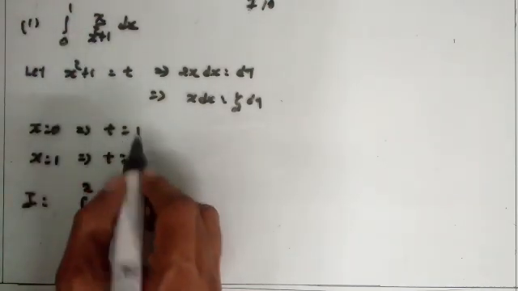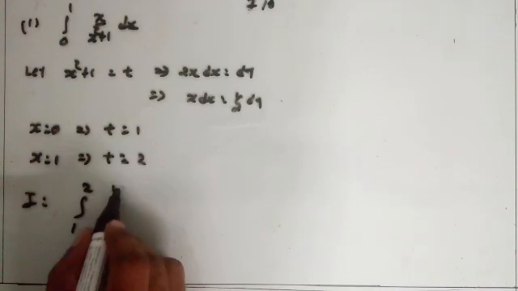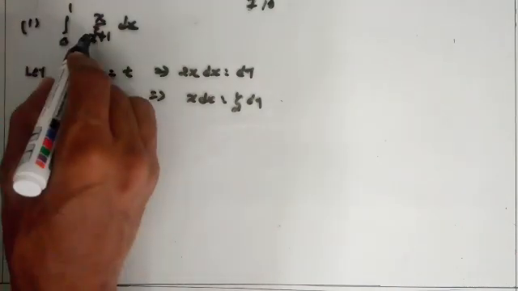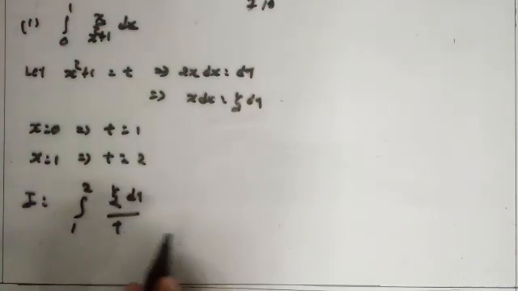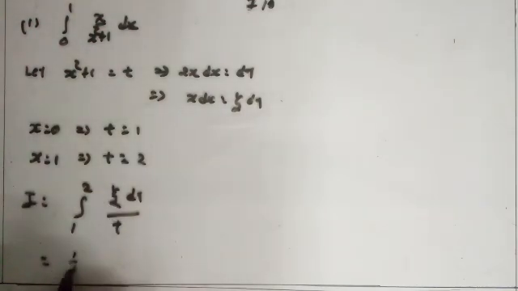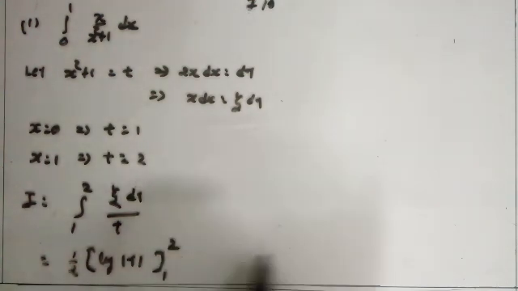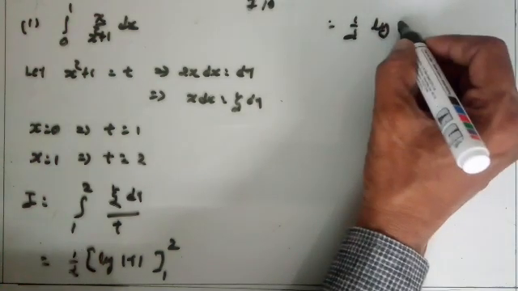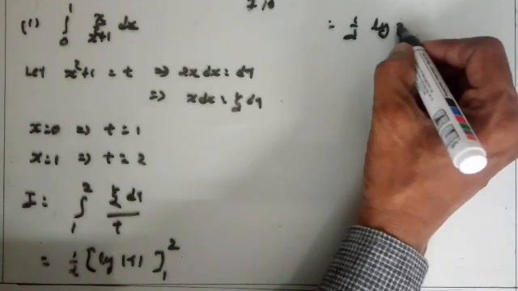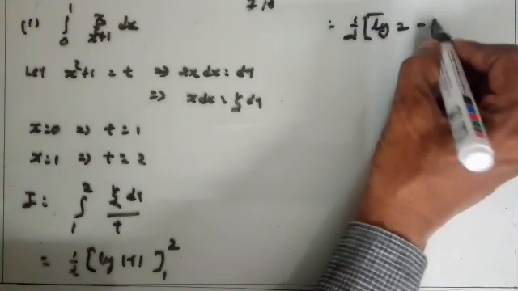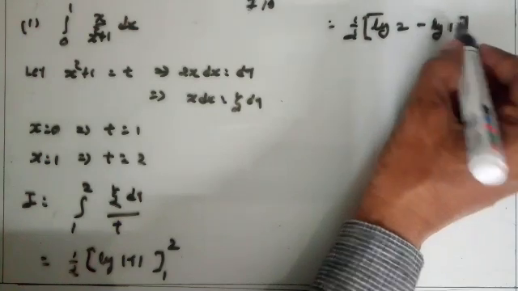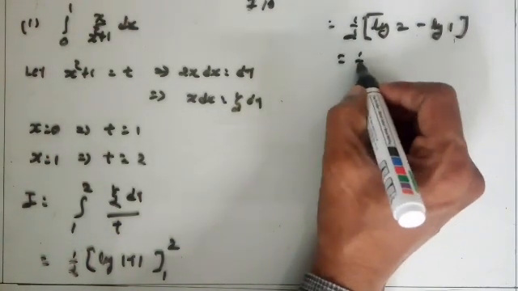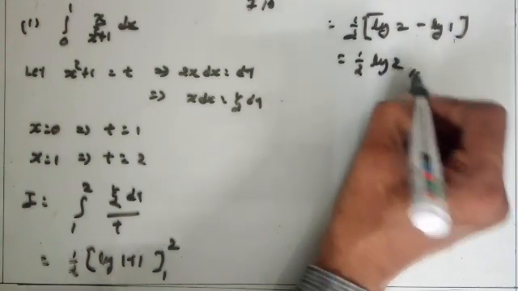So from 1 to 2, x dx is equal to 1 by 2 dt, and x square plus 1 is equal to t. Clear? Now take 1 by 2 outside, and the integration of 1 upon t is, we know, log mod t, and apply the limits 1 to 2. Clear? So it is equal to 1 by 2 [log mod 2, magnitude of 2 is 2, minus log mod 1], and log of 1 is, we know, 0. So we get 1 by 2 log 2. Clear? Answer.